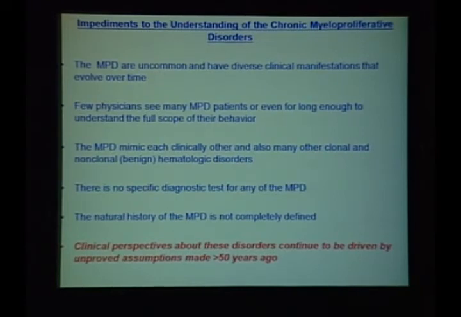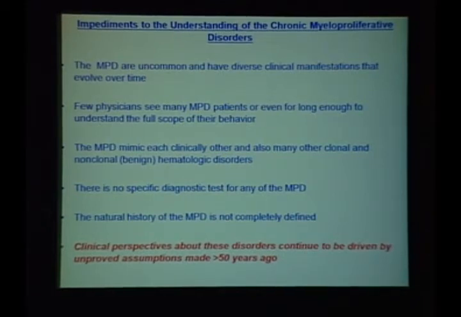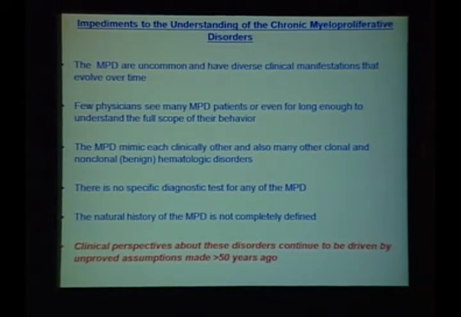So, before I go any further, this is a personal editorial, I want to clear up some of the confusion in the field. And to start with, these diseases are not common, and they have diverse clinical manifestations, and they are not static. They evolve over time. Few physicians see many of these patients, and even fewer see them for long enough periods of time to actually recognize what's happening. Then, each of these is clinically different, but they can mimic the other disorders, and they can mimic benign disorders. So there are big problems here, and again, there's no diagnostic test for any of them that's specific. Their natural history is not completely defined.